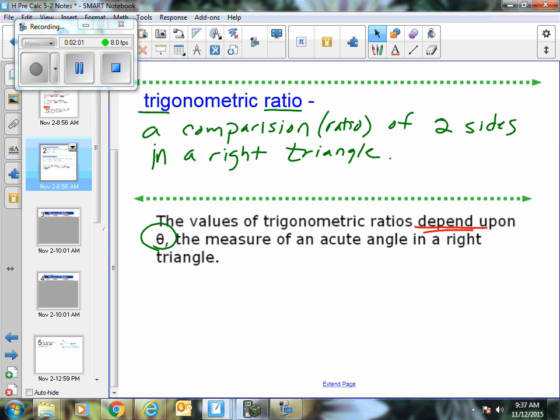The biggest thing to keep in mind then in a right triangle is you have to know which angle you are using. So the values of these trig ratios depend on, and I circled this little symbol, remember what that little symbol means again? That's theta. That's our universal go-to symbol for an angle measurement, one of those acute angles in the triangle. So it matters which angle you use when you write those trig ratios. So they depend on an angle. That's a really big idea of trig ratios.